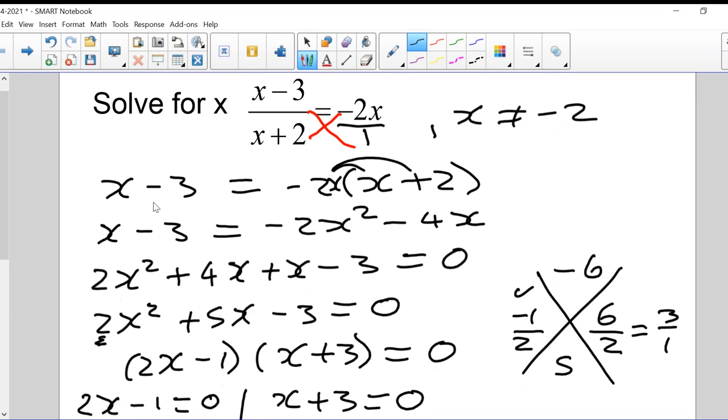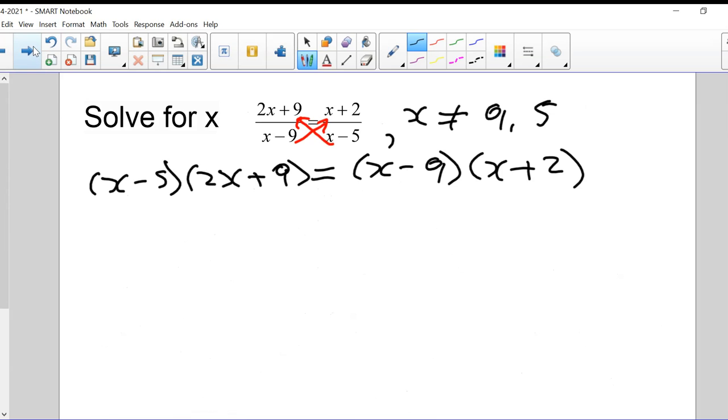Remember when we had this stage right here? Remember that, Kayla, from the last time? Does that look familiar? Oh, we moved everything. Okay. But one thing we did first is we multiplied this out. Remember us doing that? And then set equals. So what are you thinking needs to happen next? So x minus 5 times 2x plus 9 is equal to x minus 9 times x plus 2. Any suggestions as to what I should be doing next?